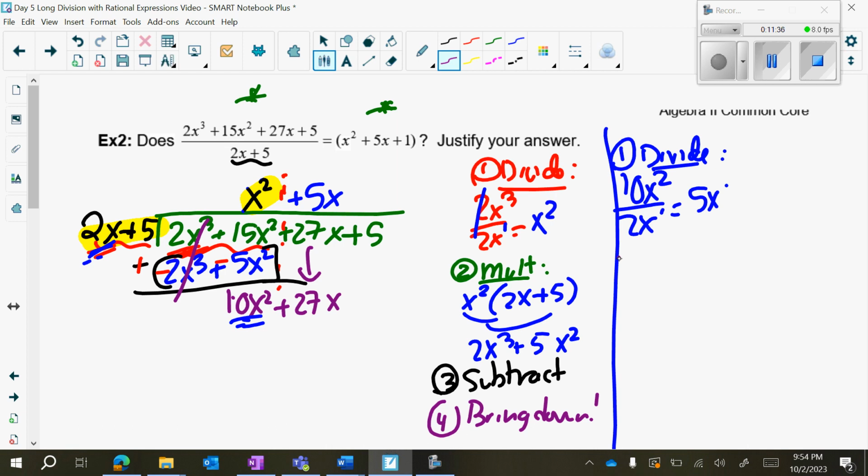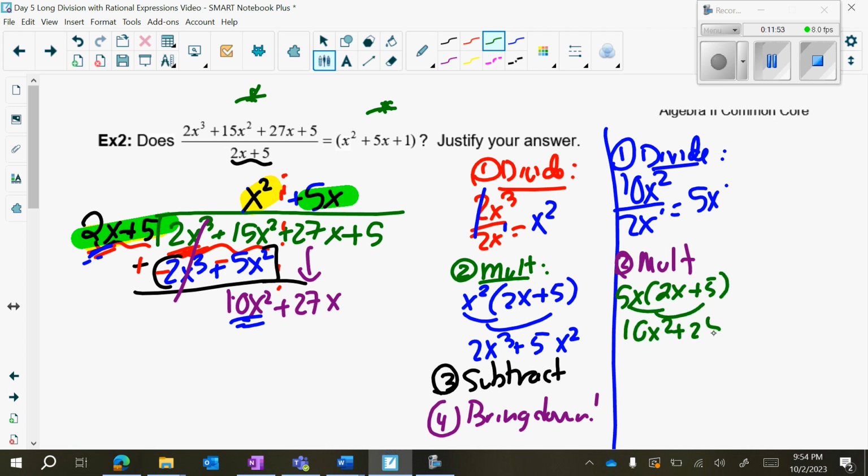Next thing we're going to do is multiply. So what are we going to multiply? We're going to multiply 5x by this, okay? So again, you could do it in your head, or you can do it on the side and show that you're distributing. 5x times 2x plus 5 is 10x squared plus 25x. So that's going to go here.